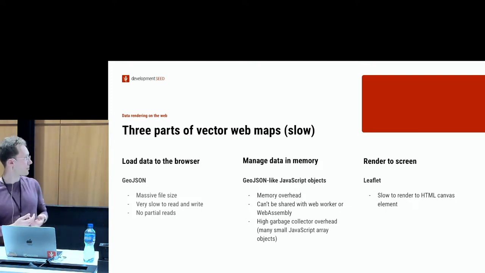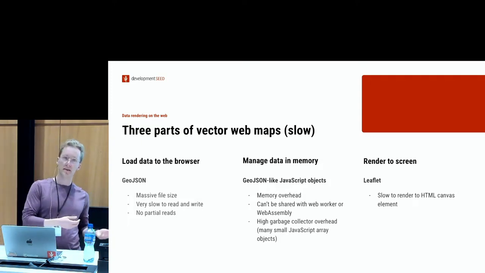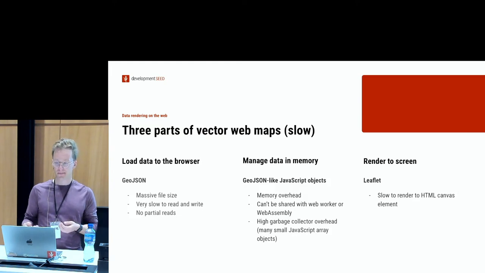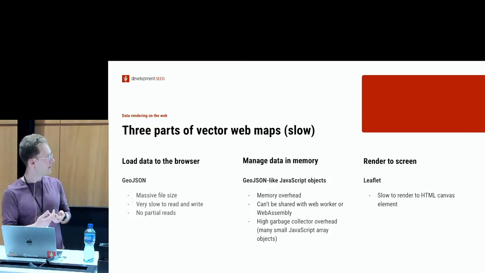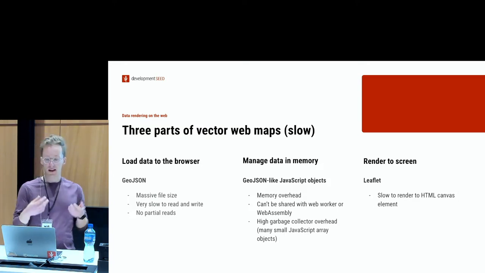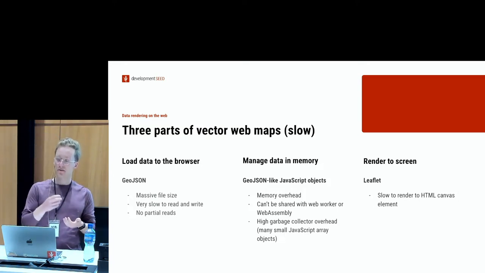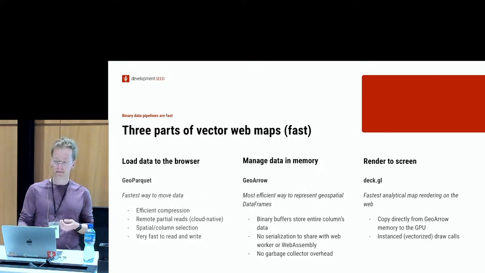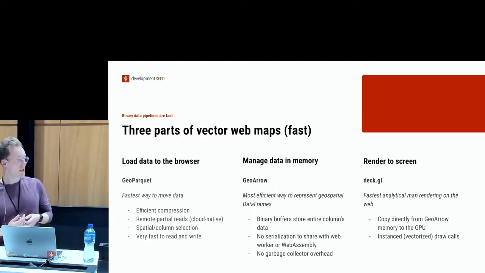Each of these parts is really slow. GeoJSON has a really big file size, which means that it's really slow to move data from Python into JavaScript. It has a lot of overhead just to parse that GeoJSON string into JavaScript objects, and then you have to render each of those geometries individually into the HTML canvas element, which is also really slow. We can do a lot better than this by using some of the latest technologies.